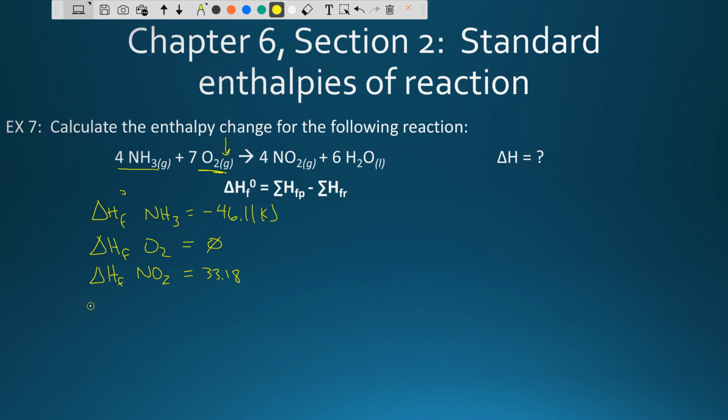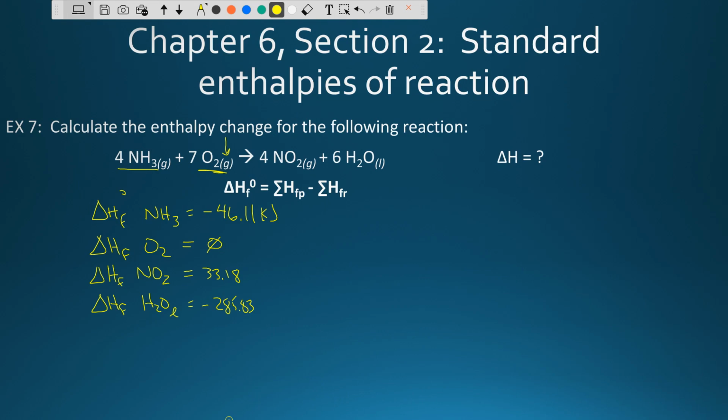And let's look at the heat of formation for water. Now remember, water is a liquid in its state, but it's not an element in its natural state. So I do have a heat of formation for water as a liquid, because it's going to be a little bit different if it's a gas. It's a negative 285.83 kilojoules.